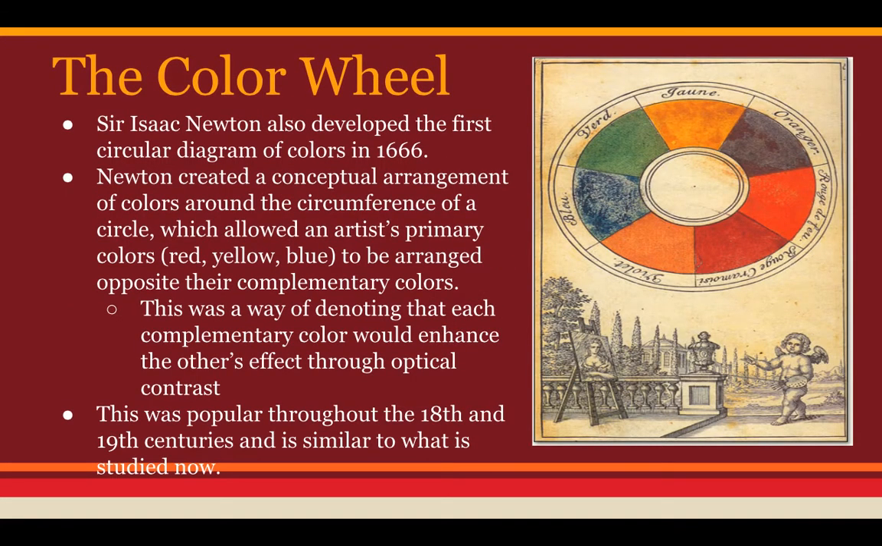The color wheel. Sir Isaac Newton also developed the first circular diagram of colors in 1666. Newton created a conceptual arrangement of colors around the circumference of a circle, which allowed an artist's primary colors, red, yellow, blue, to be arranged opposite their complementary colors. This was a way of denoting that each complementary color would enhance the other's effect through optical contrast. This was popular throughout the 18th and 19th century and is similar to what we study now.